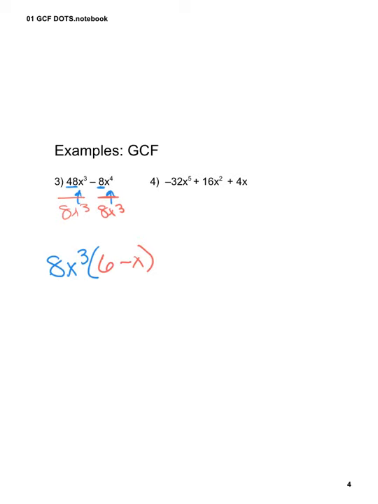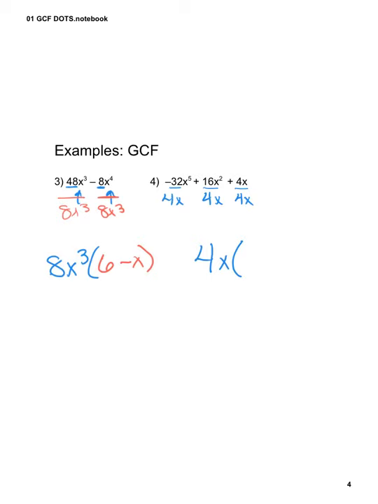If we look at number 4, again, look at the numbers first. The biggest number that goes into negative 32, 16, and 4 is 4. Look at the letters. I have an x to the 5th, an x squared, and an x. The most I can take from each term is 1. Now I'm going to divide each of these terms by 4x.